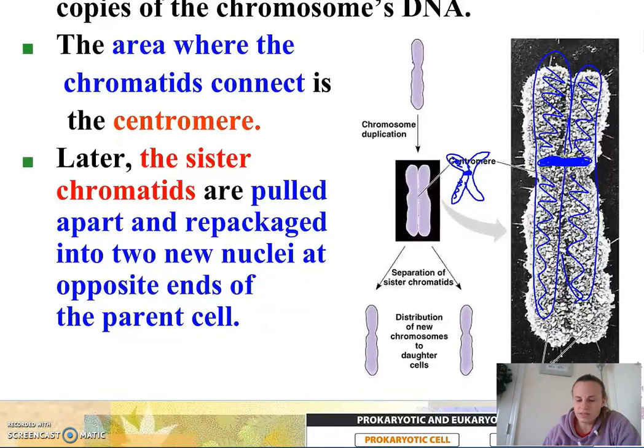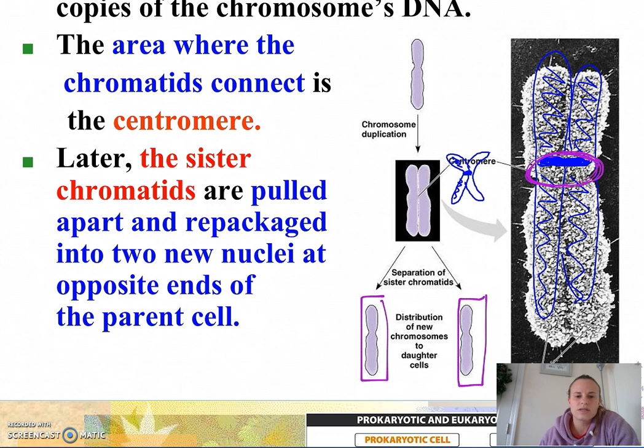So each duplicated chromosome consists of 2 sister chromatids. Now where those sister chromatids connect, that center is called the centromere. During cell division, those sister chromatids are going to be pulled apart and then repackaged into the two nuclei at opposite ends of the parent cell.